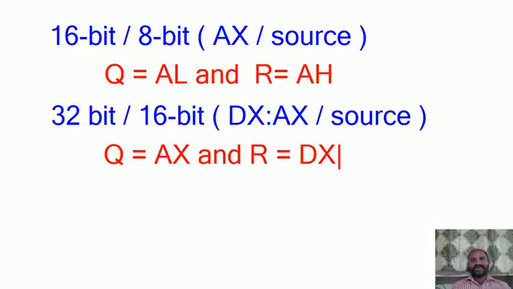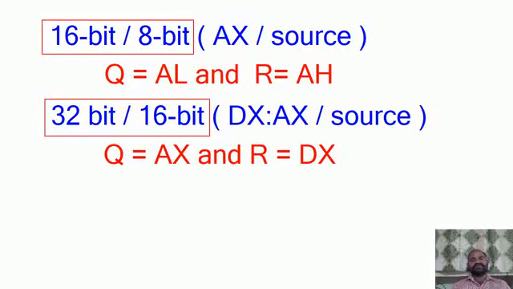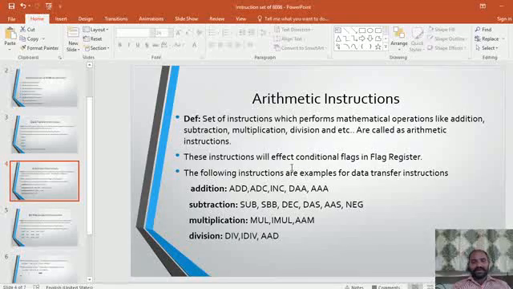If you are taking the division operation, the 8086 microprocessor is able to perform the 16-bit by 8-bit division or the 32-bit by 16-bit division. In the case of 16-bit by 8-bit division, we are having two results. After division, we are expecting the quotient as well as the remainder. Quotient is there in the AL register, remainder is there in the AH register. In 32-bit by 16-bit division, quotient is there in the AX register, remainder is there in the DX register.